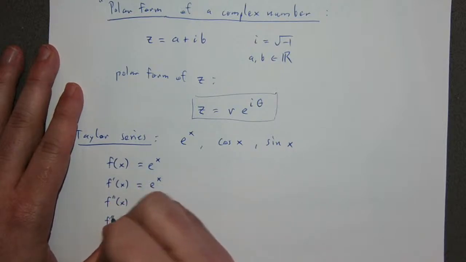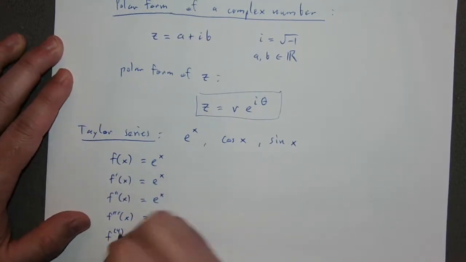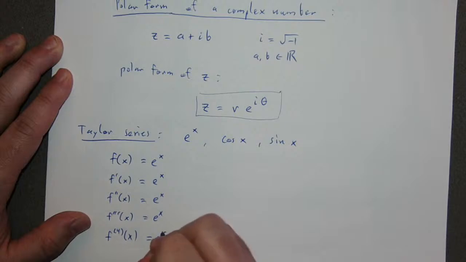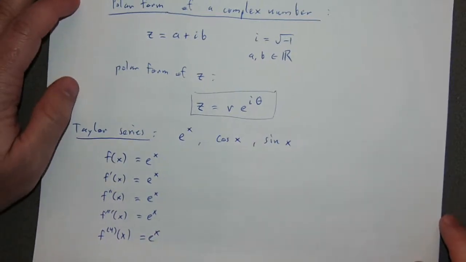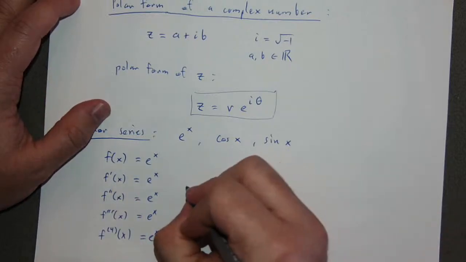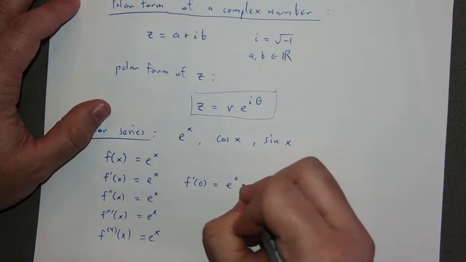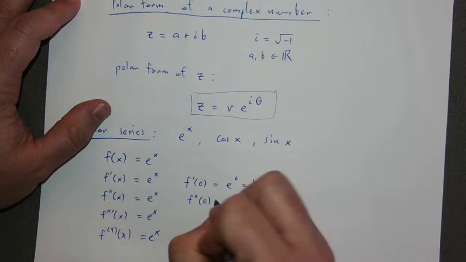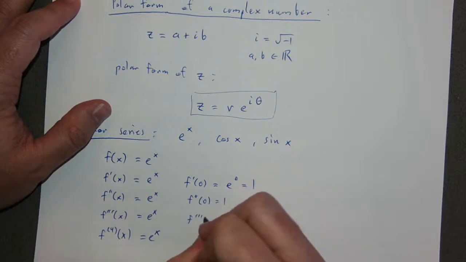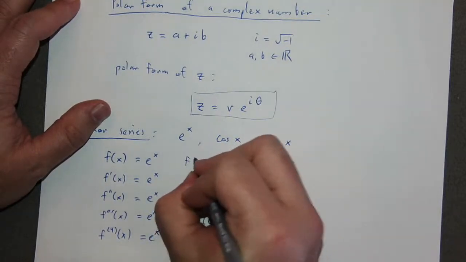And this is true as I continuously take derivatives. So I take the fourth derivative, that's still e to the x. Then evaluating these at 0, f prime of 0 is e to the 0, which is 1. All of these are 1 at 0. So f double prime at 0 is also 1. f triple prime of 0 is 1, and f quadruple prime of 0 is 1. f of 0 itself is also 1.